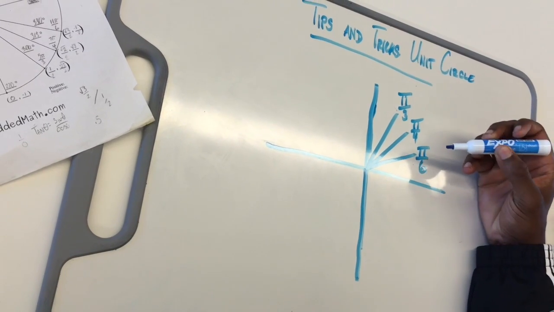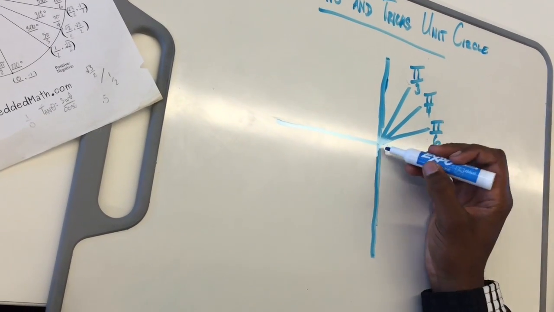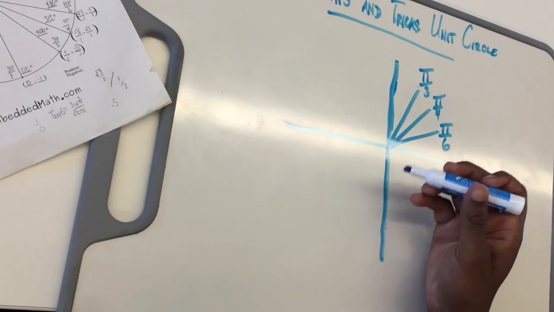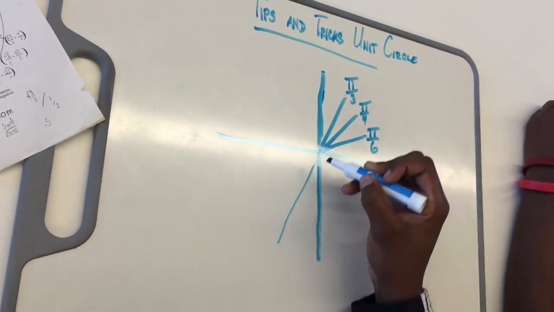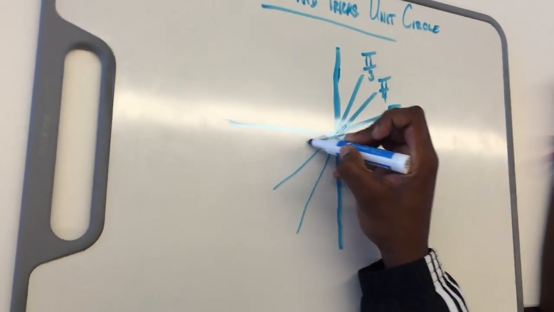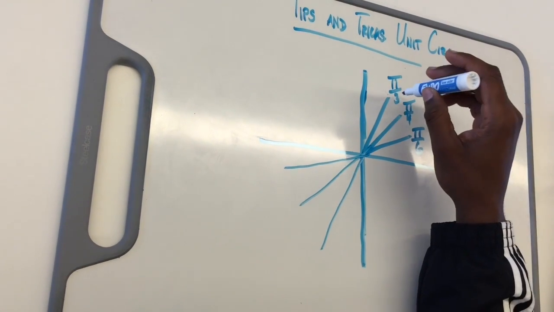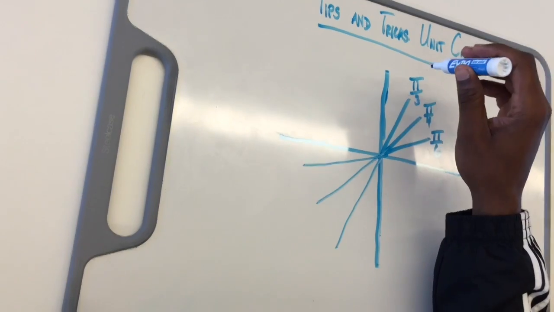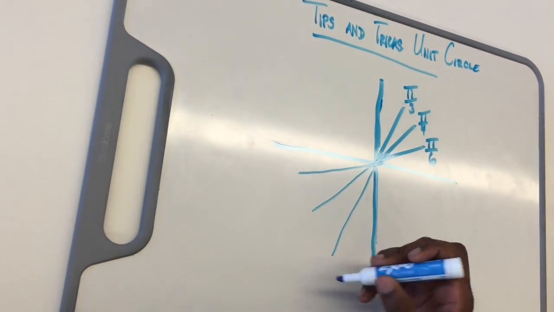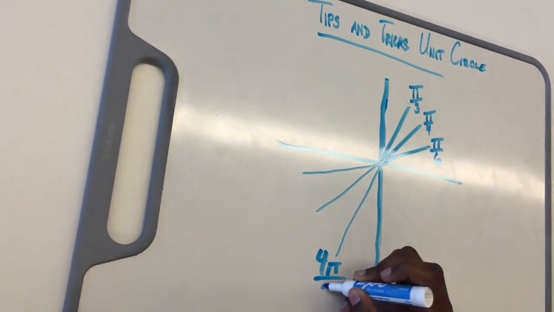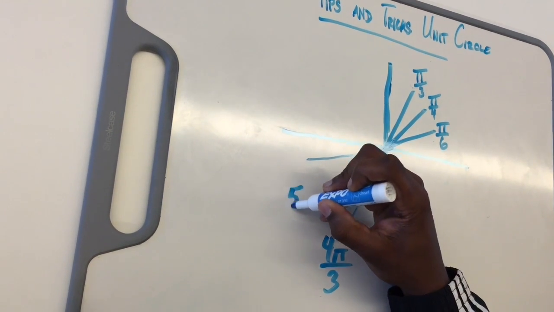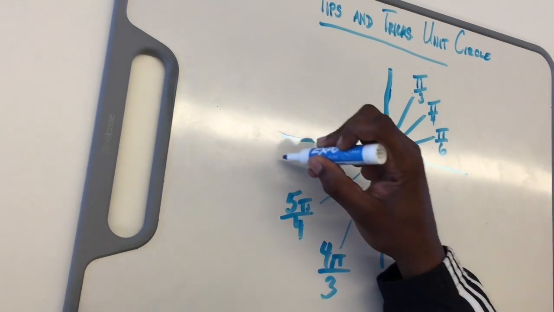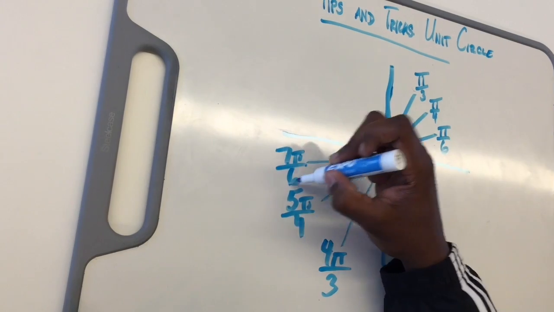pi over 6. So you can work with, in this third quadrant, all you have to do is add one more than what the denominator is to be the coefficient of pi. So right here it would be 4 pi over 3. Then it would be 5 pi over 4 and 7 pi over 6.